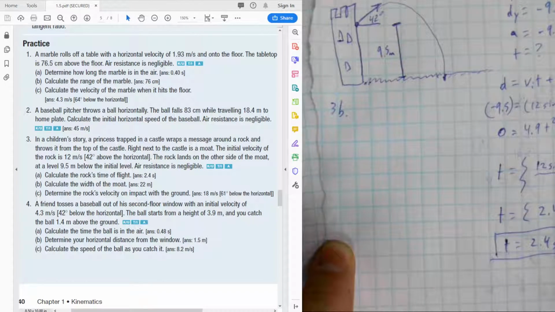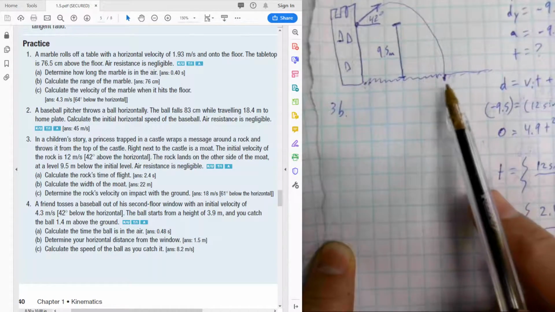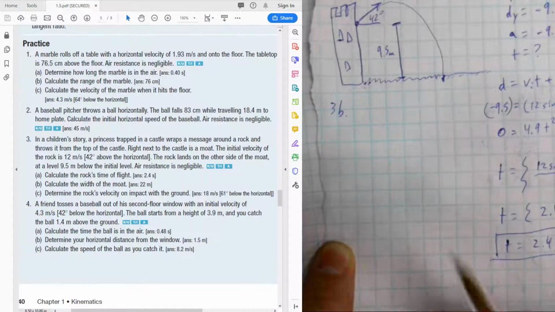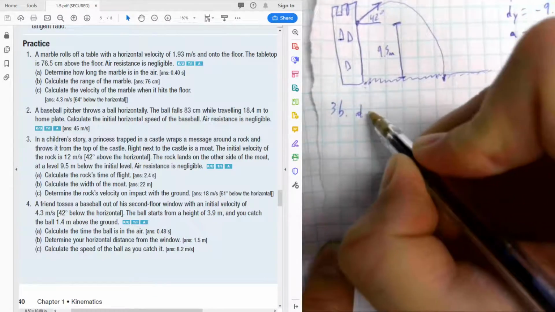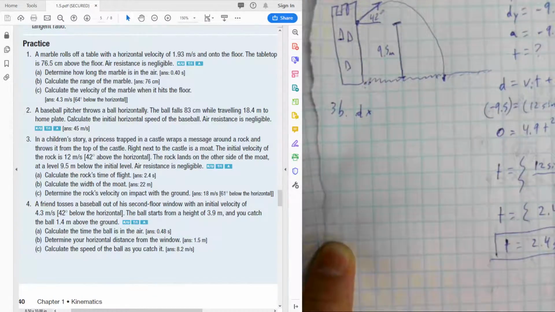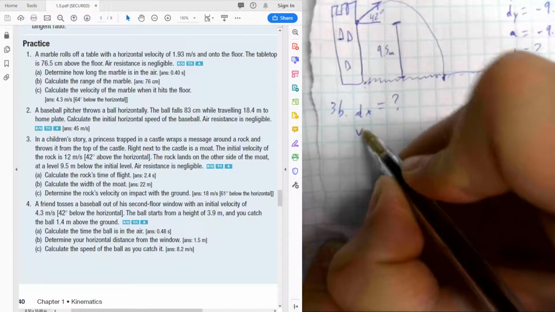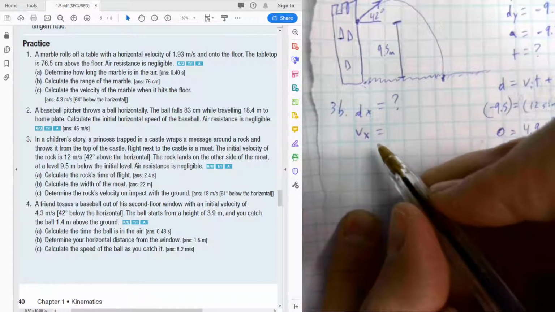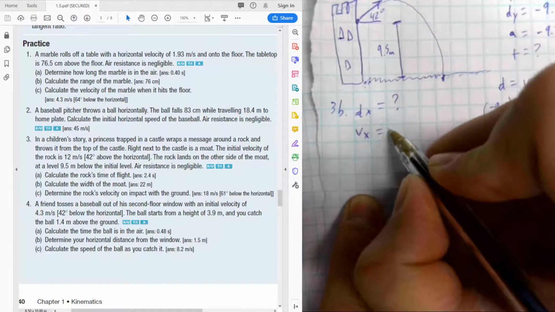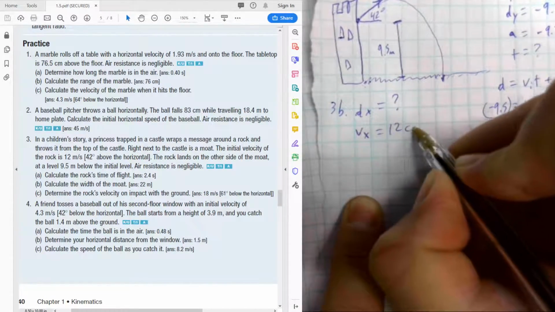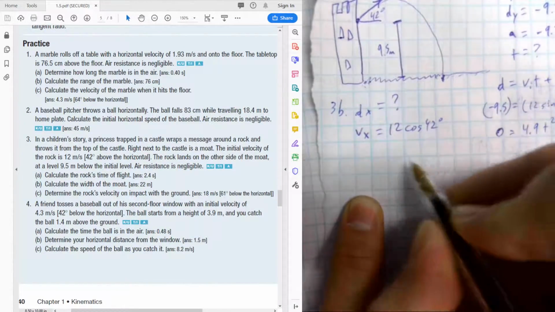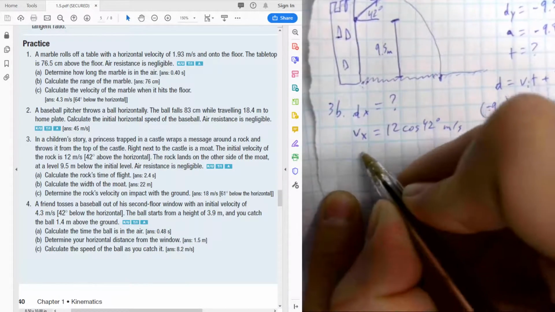So for 3b, this is the question where we're asked to calculate the width of the moat. That moat goes right up to the tower, all the way to there. So this is essentially the range. We're looking for dx in this case. That's my unknown. And my given information: my vx, initial and final, are both the same, 12 cosine of 42 degrees meters per second.